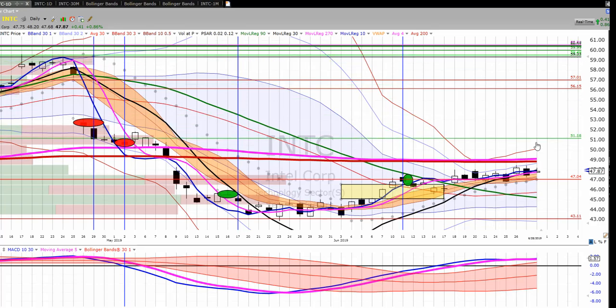Where would I add a 2nd position? It's got to get above the fair value. So let's wait till we get out of here above the Z3.